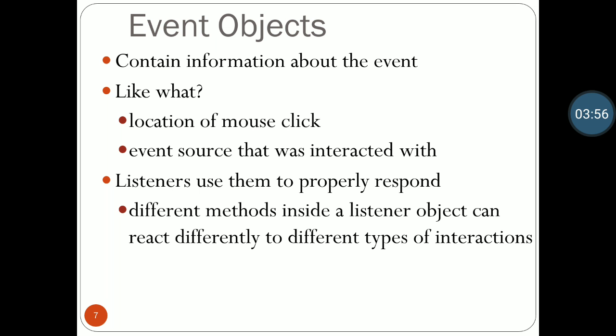Next, event objects. An event object contains information about the event. Means location of the mouse click, and the event source that was interacted with, means at which place the mouse click happened and which event source is interacted with. Listeners use them to properly respond. Different methods inside a listener object can react differently to different types of instructions.